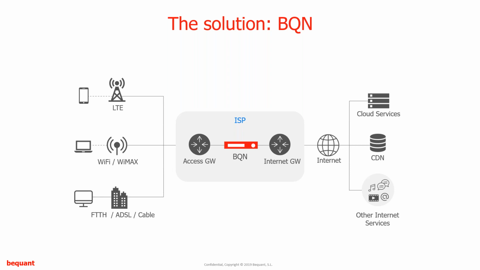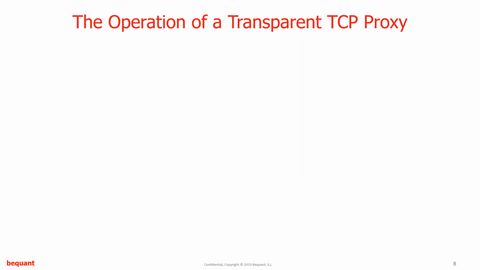So we provide the software. You have to provide the server, and when you install our software, this equipment has to be placed so that all the traffic goes through it. And then the TCP traffic we optimize, the rest we just let go through. And what we do when we optimize is something that's called a transparent TCP proxy.